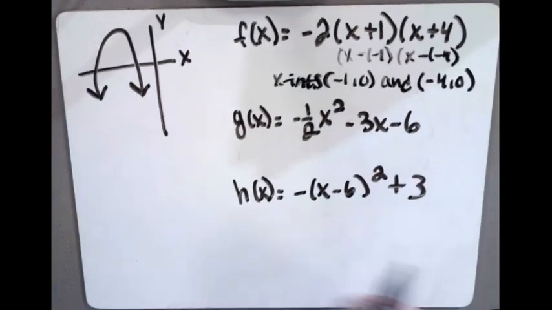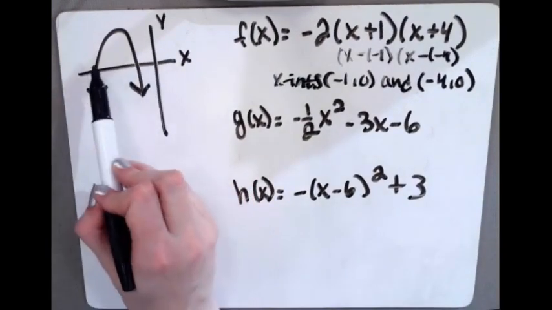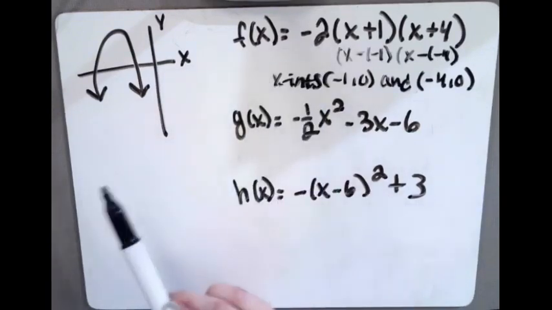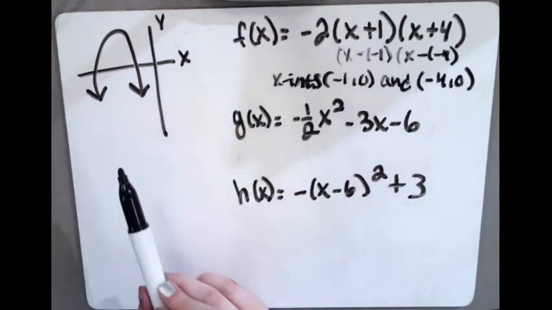Does that line up with this graph? Let's see. This graph seems to have 2 negative x-intercepts, and it opens down. So yeah, f of x could be the equation of this graph.